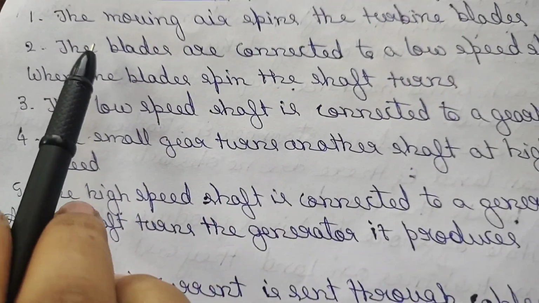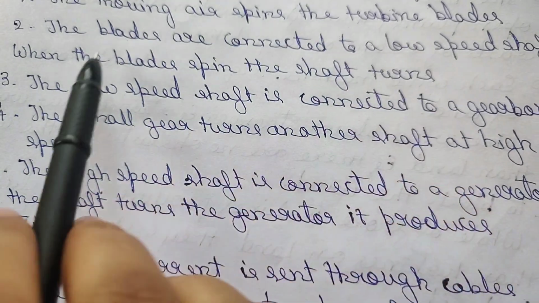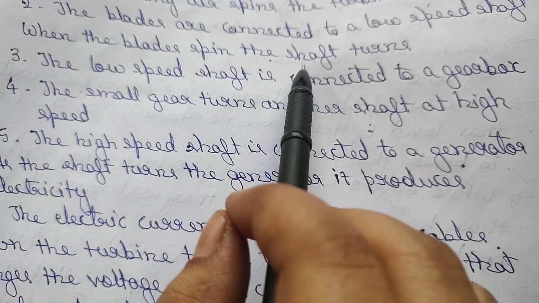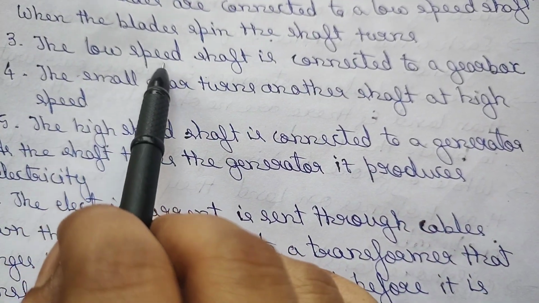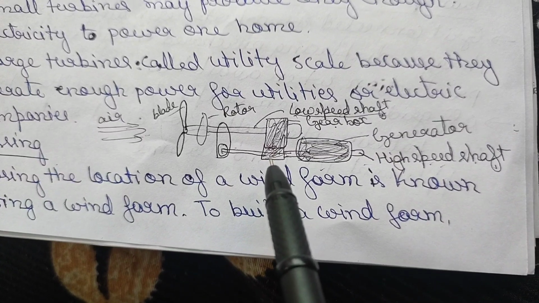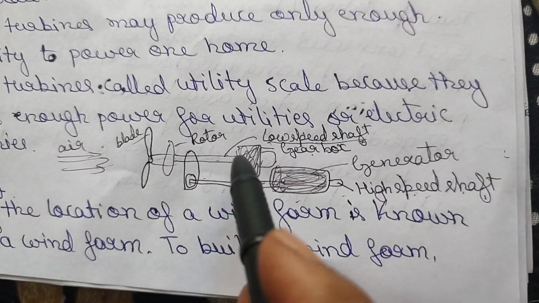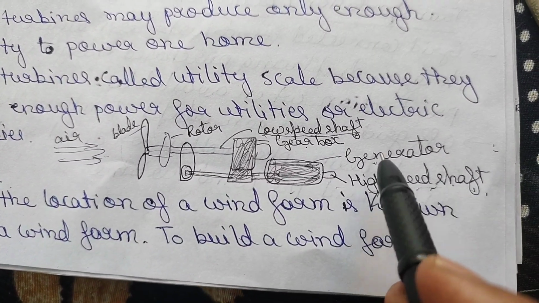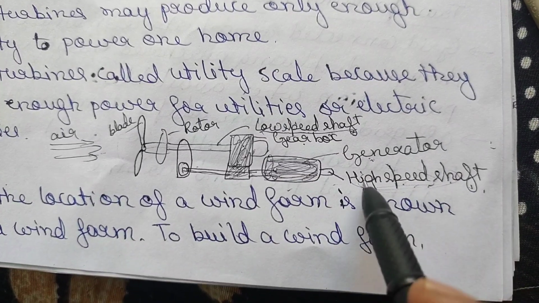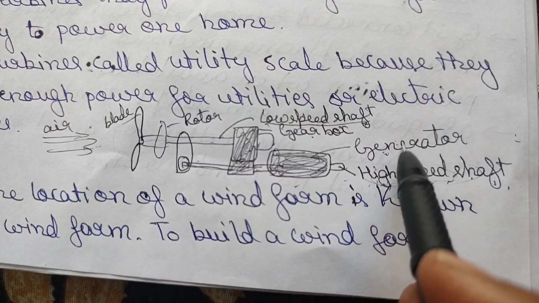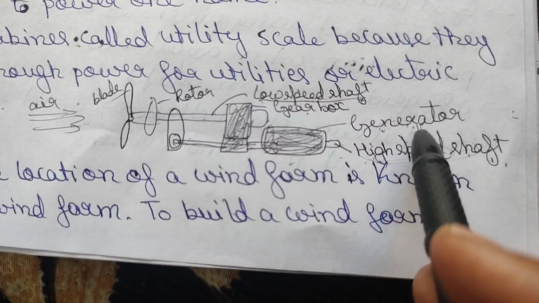So you can observe here, the moving air spins the turbine blades. The blades are connected to a low speed shaft. When the blades spin, the shaft turns. The low speed shaft is connected to the gearbox. The small gear turns another shaft, that is the high speed shaft, which is connected to the generator. It will start rotating. So when the shaft rotates, the generator produces electricity.